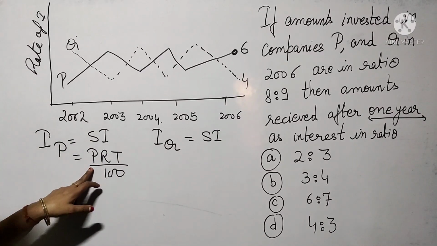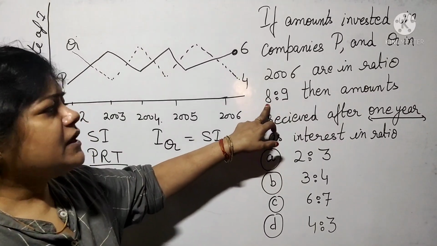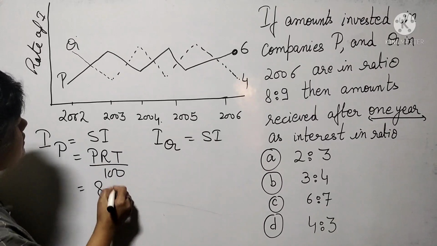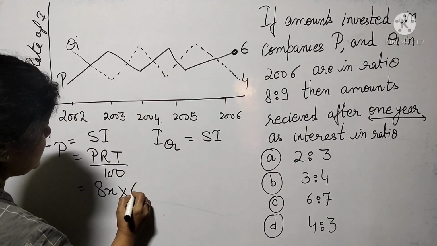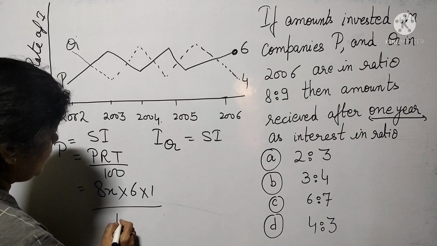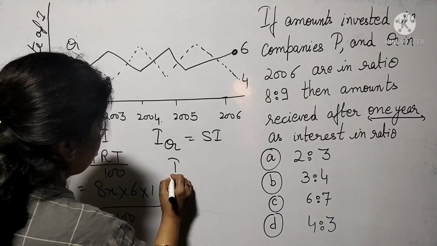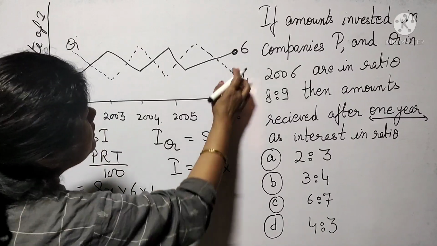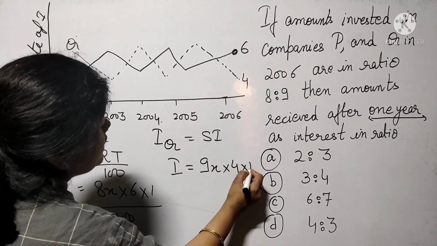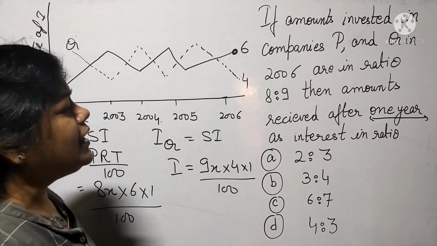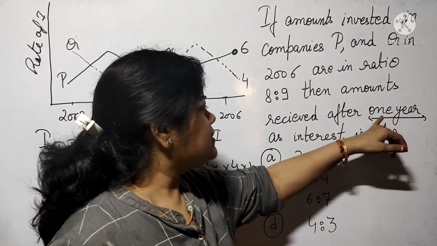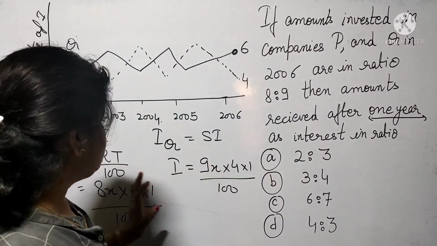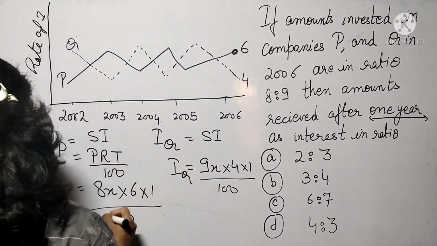Now what is the principal money in the first company is 8. That means we can take it as 8x. Rate of interest in the P company is 6% and time is for 1 year over 100. Similarly, interest for the Q, we have 9x and rate of interest is 4% for 1 year over 100. Now we have to find amount received interest after 1 year in the ratio. That means we have to find the ratio of both of the interest.